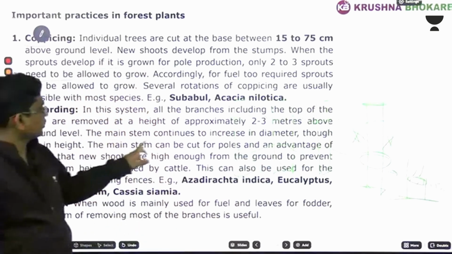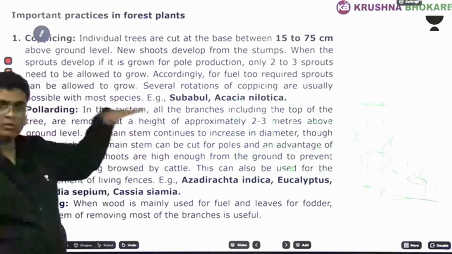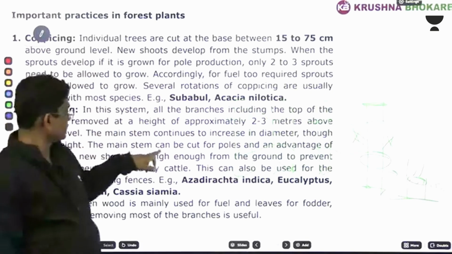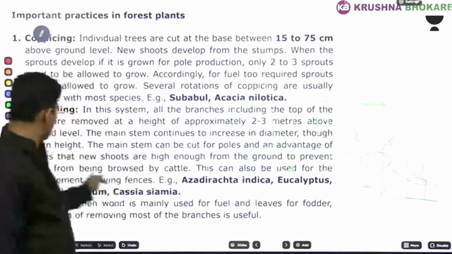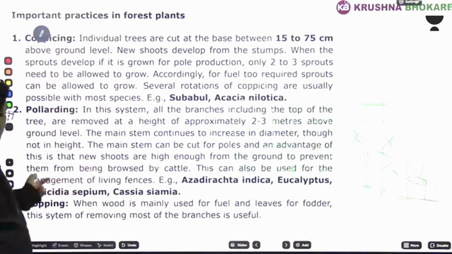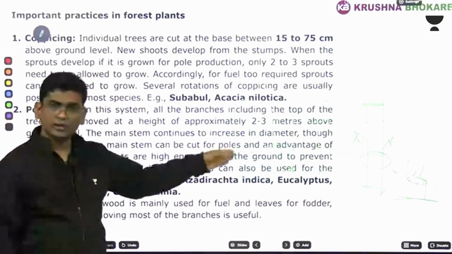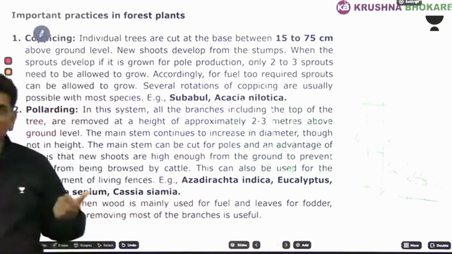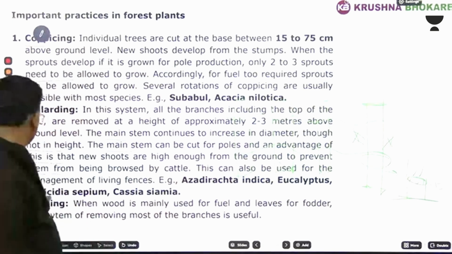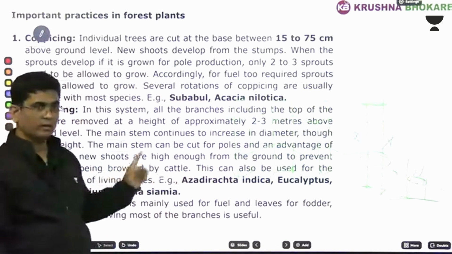Above the ground level, the main stem continues to increase in diameter, not height, because we are cutting the height. The main stem can be cut for poles, and the advantage is that new shoots are high enough from the ground to prevent them from being browsed. What do we do here? Mostly branches are cut, so it will not be browsed by any animal. This can also be used for the management of a living fence.